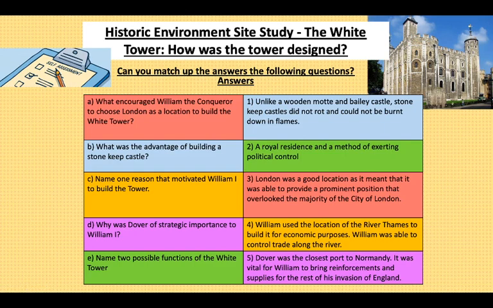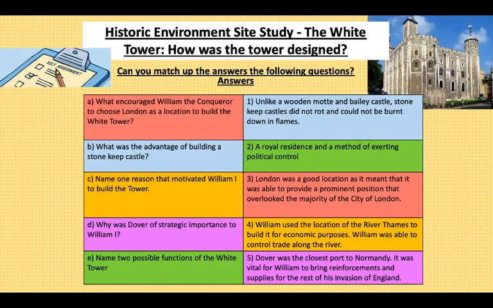D. Why was Dover of strategic importance to William I? And that would go with number 5. Dover was the closest port to Normandy. It was vital for William to bring reinforcements and supplies for the rest of his invasion of England, and it would also allow him to have a quick escape should he need to retreat back to Normandy.